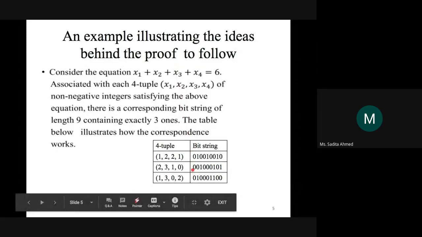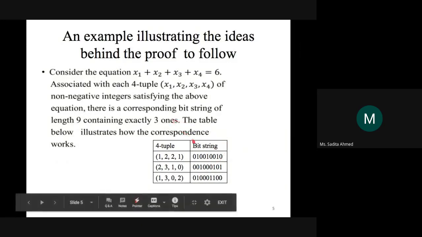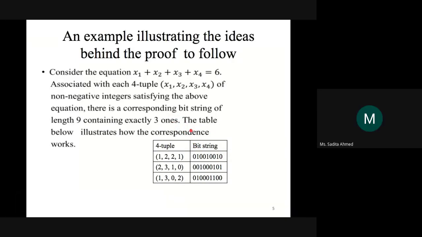And the total number of zeros, what would that be equivalent to? What do you guys think? In this specific example, the total number of zeros in all bit strings which represent the solution would be equivalent to what? 6, exactly. Because the zeros represent the values of x1, x2, x3, x4 themselves, right? So the total number of zeros would always be equal to 6.